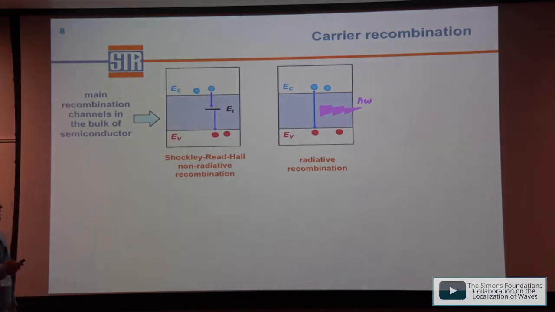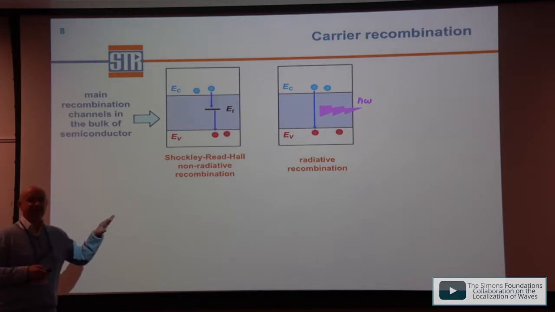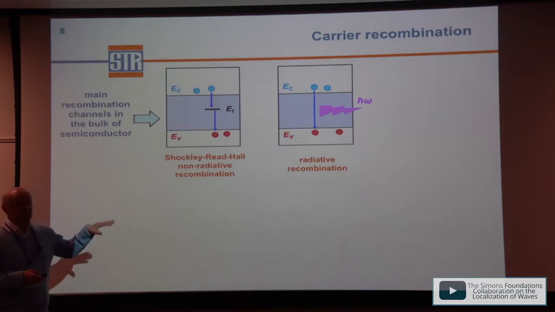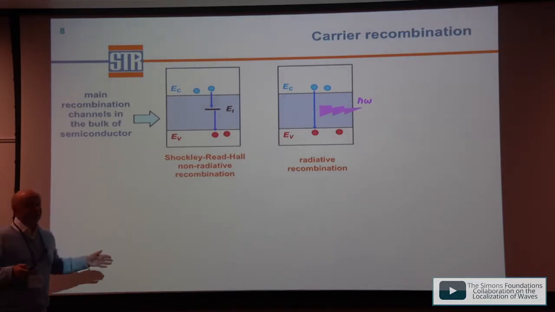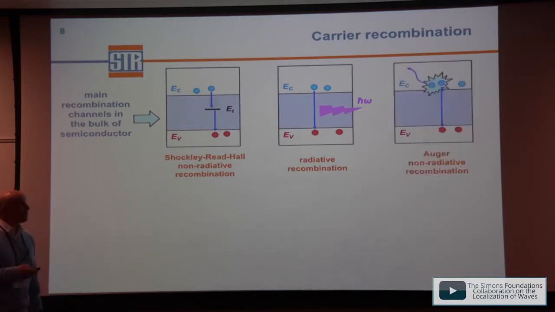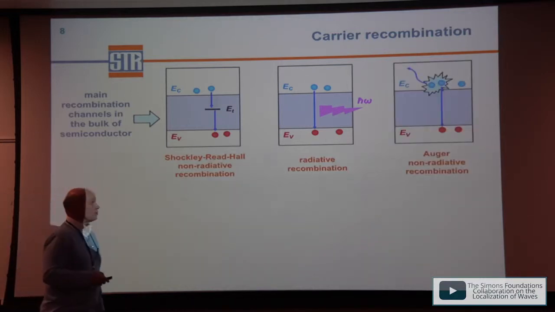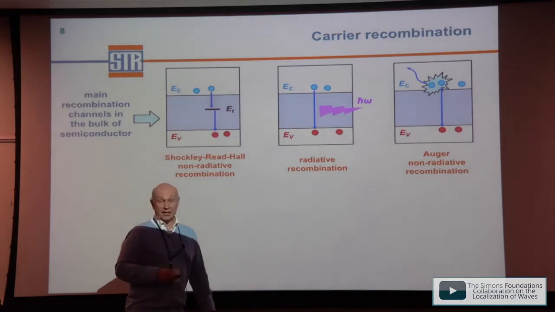I forgot to say that in the case of Shockley-Read-Hall recombination, all the energy difference is transferred to phonons. So actually, this kind of recombination produces only heat, and it is not helpful for light emission. And the next important process is Auger recombination.